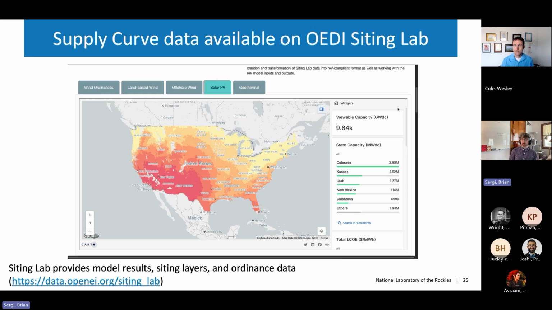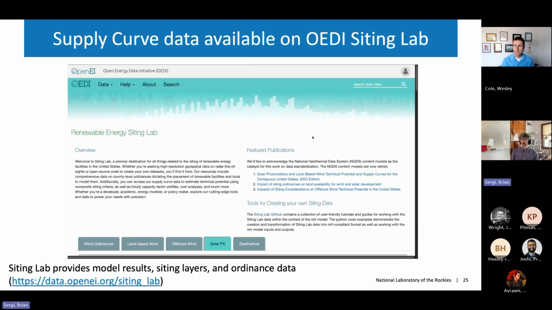This little animation here is basically showing this viewer that they have on the page. So we're looking at solar PV, and you can see the different sites characterized by the total available capacity. And if you scroll over any of these sites, you get information about the site itself, which I think was supposed to happen, but didn't. So I'll have to update the slide on that.